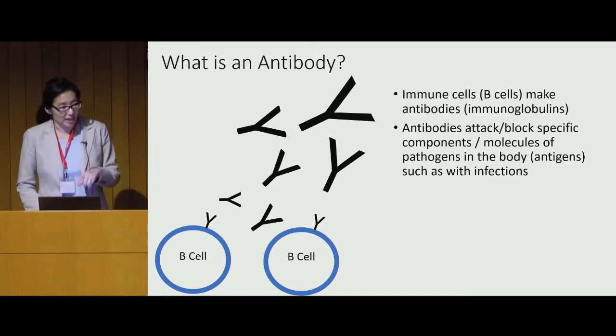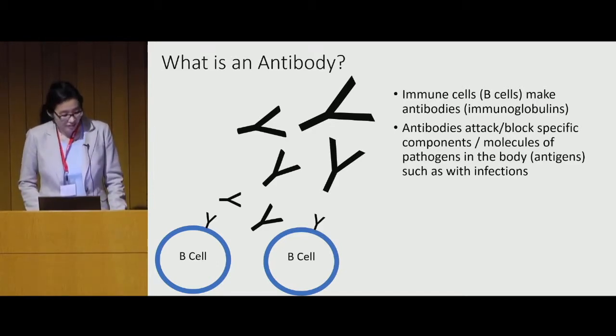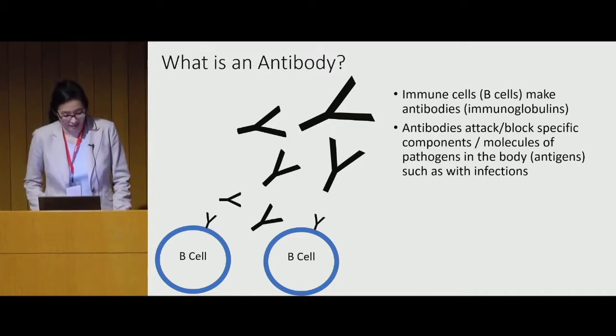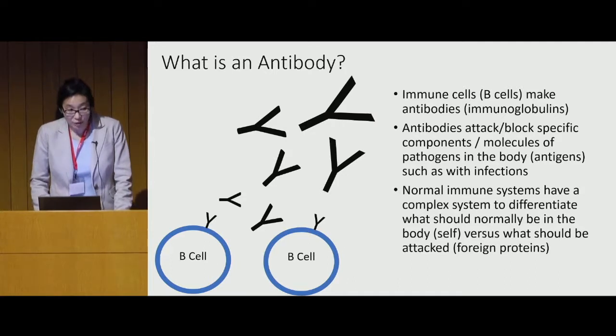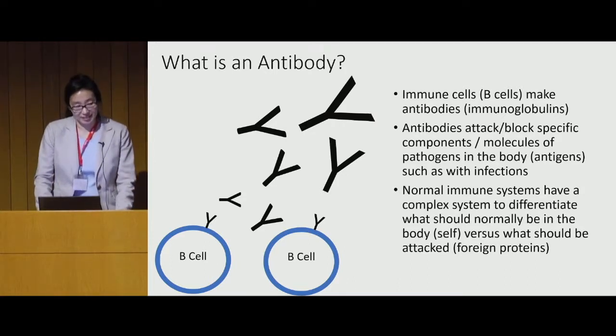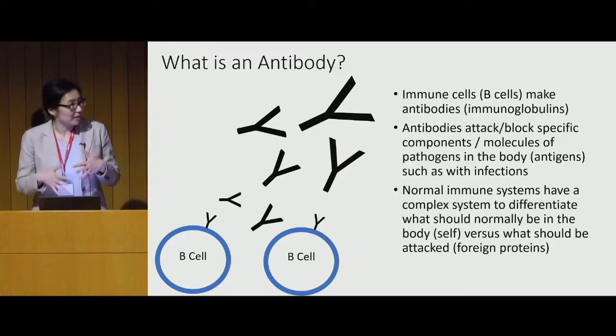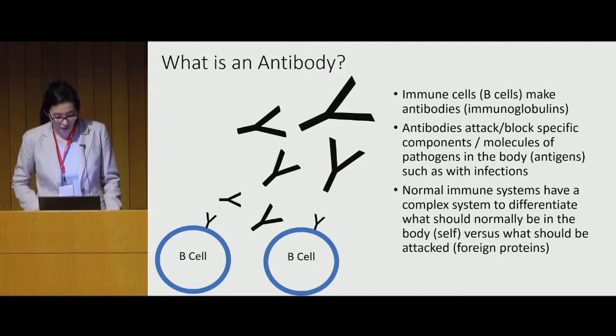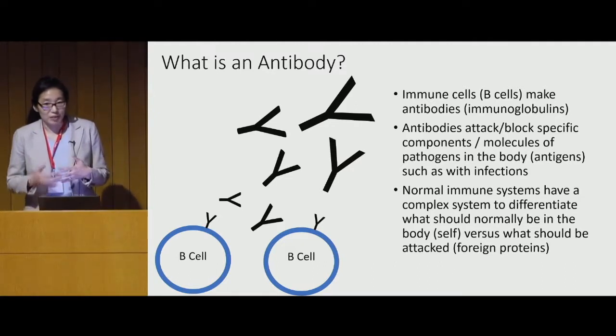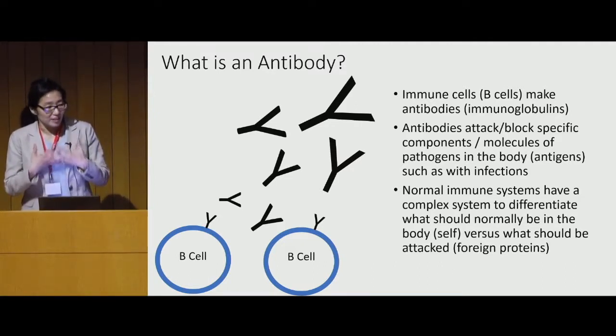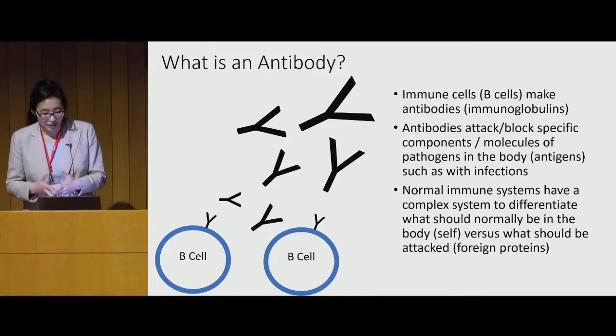So those things that they attach to are called antigens, and most commonly this is thought of in the context of infections. And normally for the immune system, it's a complex balance, with the immune system constantly checking what's in the body. Should this be here? Is this something I should attack, or is this something I should maintain and leave alone? So it's a constant balance of the immune system checking, is this something that's part of me, part of the self, or is it something foreign and I should attack it?